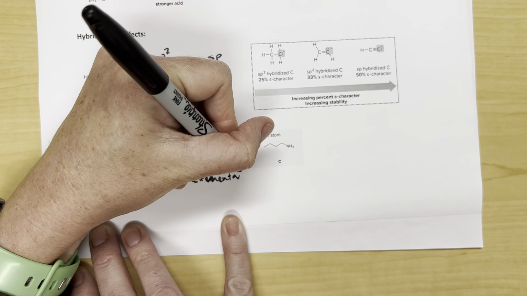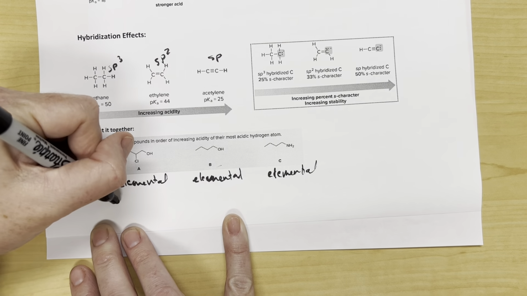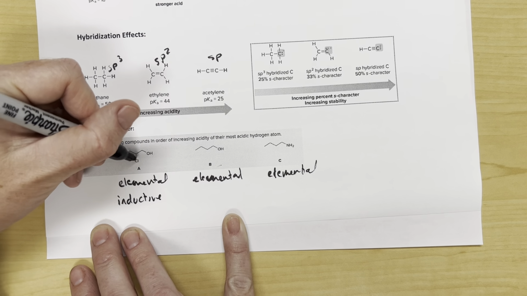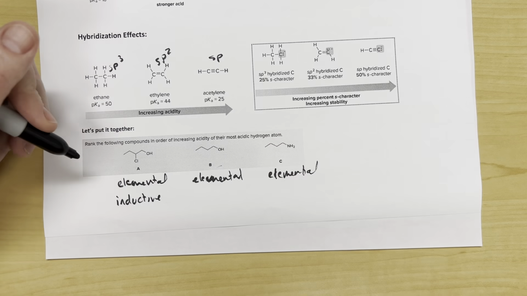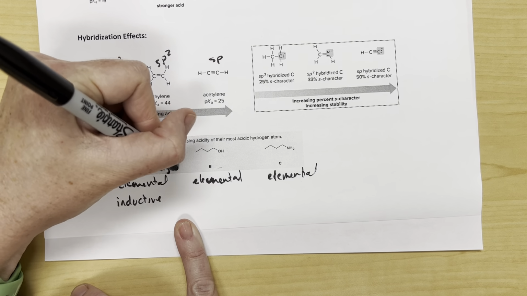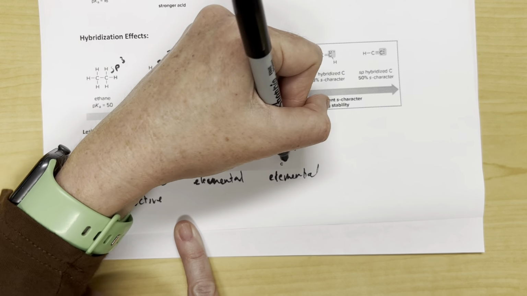Elemental and elemental. This one also has inductive, meaning that chlorine is pulling electrons away from that hydrogen, in addition to the oxygen pulling electrons away. So this is going to be your strongest. We already knew this one was stronger because it's an oxygen. So this is medium, and this is our weakest.